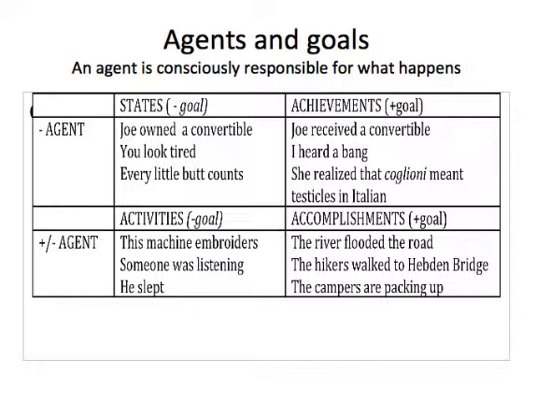So with our states and achievements, we can have no agent, and notice that states are minus goal and achievements are plus goal. If we look at activities, we can have activities that don't have a goal. It's one of the definitions of activities that they don't have a goal. You're just doing something. And you can have either an agent or not an agent.